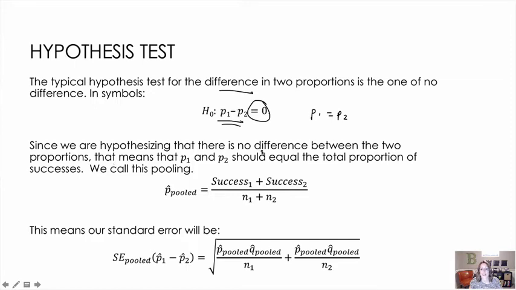We are hypothesizing that there's no difference, which means that P1 and P2 should be equal, which means we're going to pool our results, and that is going to be our P hat pooled, or some you will just see it as P hat as opposed to P hat with a subscript. Which means for hypothesis testing only, when we're doing our standard error, we're going to be using our pooled data. So our P hat pooled and Q hat pooled over n, and P hat pooled, Q hat pooled over the other n. So these values will be the same, and these values will be the same, and these of course will be whatever the numbers are in each of those samples.